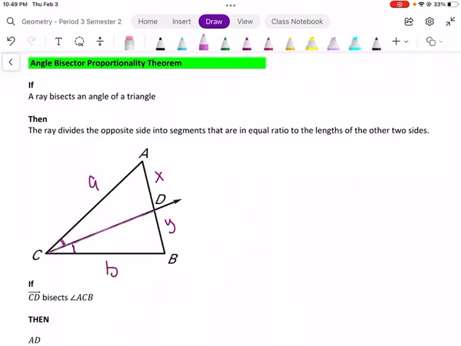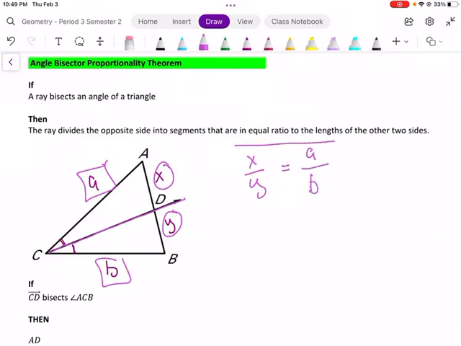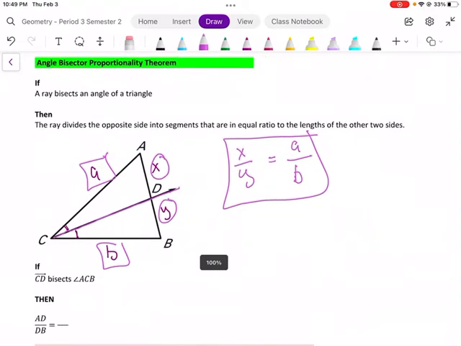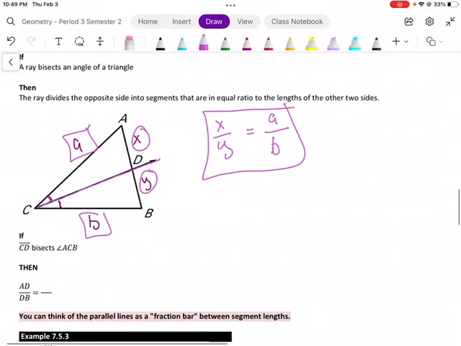So what that means, if we have X and Y here and A and B here, because this is angle bisector, the side it cuts in half is going to be equal to the proportion of the other two sides of the triangle. So X over Y would be equal to A over B in this example. And if we were using the names of the segments, AD over DB would be equal to CA over CB.